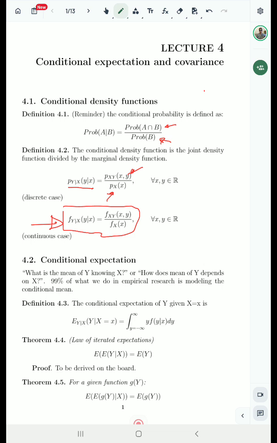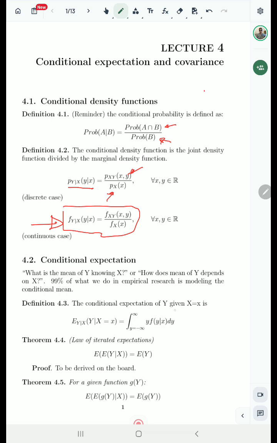Keep in mind that 99% of what we do in empirical research, particularly in economic research, is modeling the conditional mean. Obviously, there are different objects of modeling. For example, financial risk analysts are most probably more interested in modeling the conditional variance instead of the conditional mean. But in economic research, we are mainly focused on modeling the conditional mean.